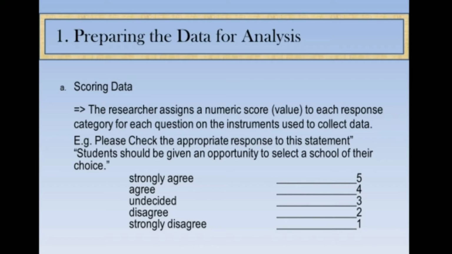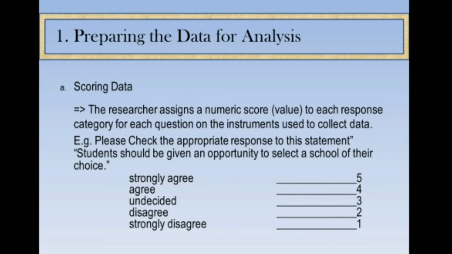Let's see the first step. Scoring data. It means that the researcher assigns a numeric score or value to each response category for each question on the instruments used to collect data. For example, assume that parents respond to a survey asking them to indicate their attitudes about choice of a school for children in the school district.